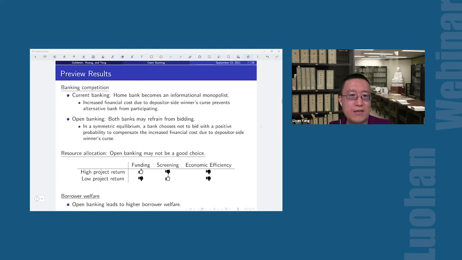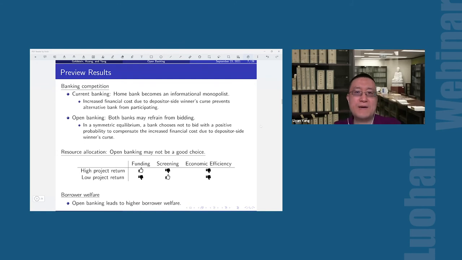And let me preview the result. We consider a current banking system, in which the home bank has the entire data and processes the data and the information, and compare it with an open banking system, where both banks have information. We found that in the current banking system, the result is very similar to what the Canadian government had in mind. We can show that if the home bank has information only, it becomes the informational monopolist and will charge all the rent from the borrowers. The borrower basically has only the reservation value. All the rent will go to the bank.